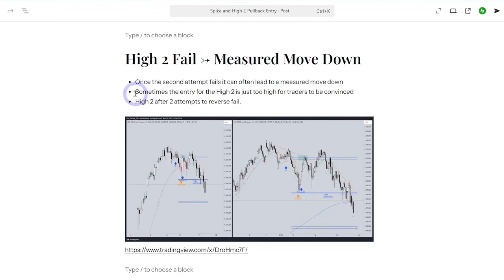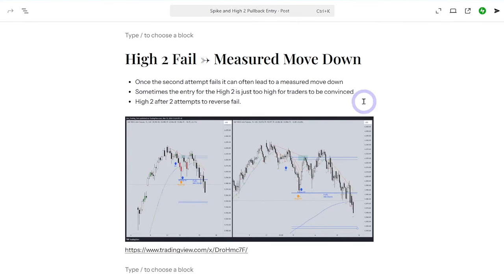Well, now we're into the final section of the video. What happens when a high 2 fails? Well, when a high 2 fails, it often leads to a measured move down. One of the reasons I like the high 2 setup is it's a high probability setup, and when it fails, it also leads to another high probability setup, which is the measured move down. And it usually gives you a chance to reduce the loss that you took earlier or get back in the green.